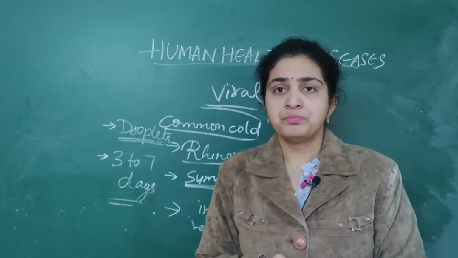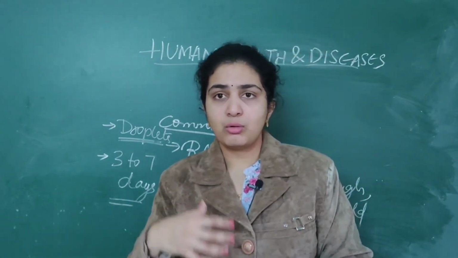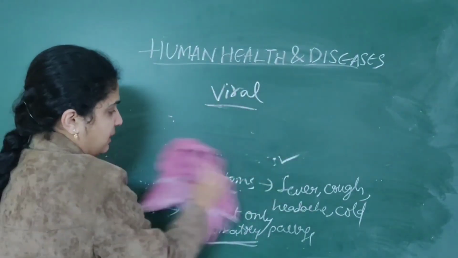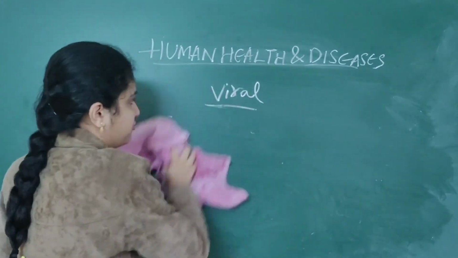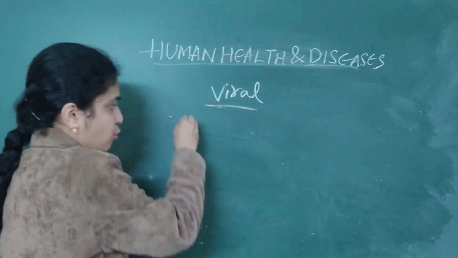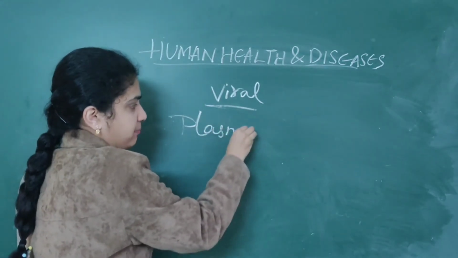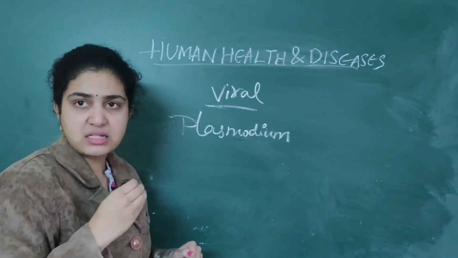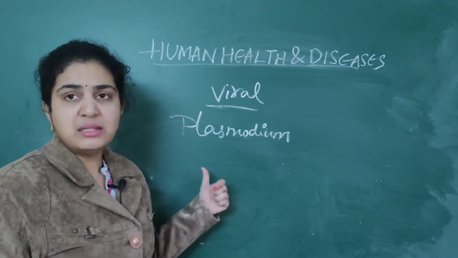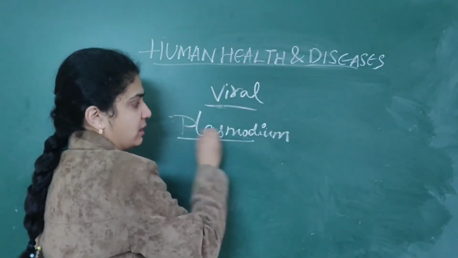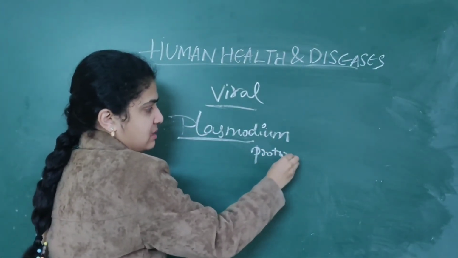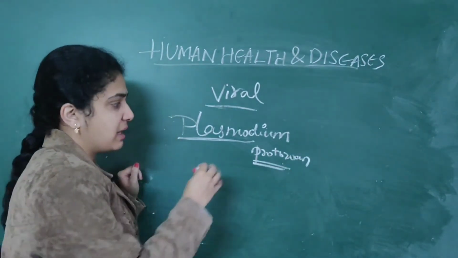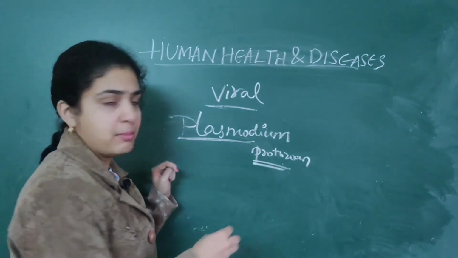Another important thing to remember is the next disease, malaria. This is also caused by the famous Plasmodium parasite. Mosquito acts as a vector in transmitting the disease, but the main causative agent is a protozoan called Plasmodium.